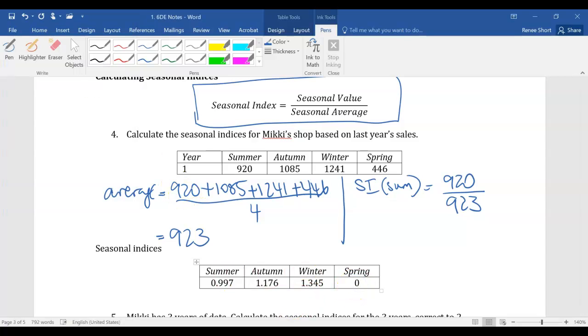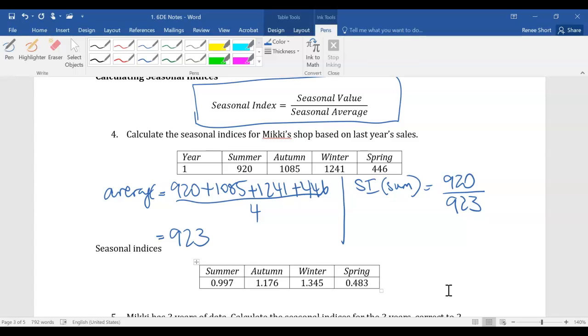0.483. So what I've done there is I have created the seasonal indices just for that 1 year of data, which these were given to us in our last question, although when we had them before, they were just given to 2 decimal places.